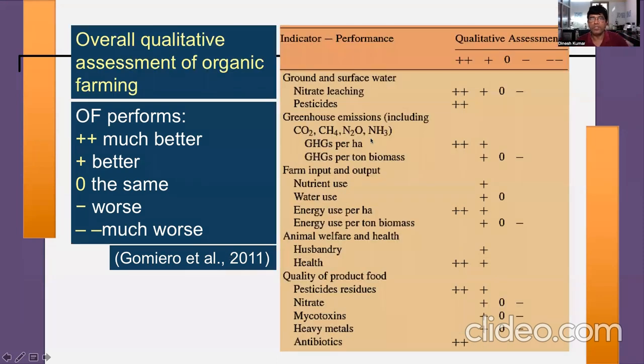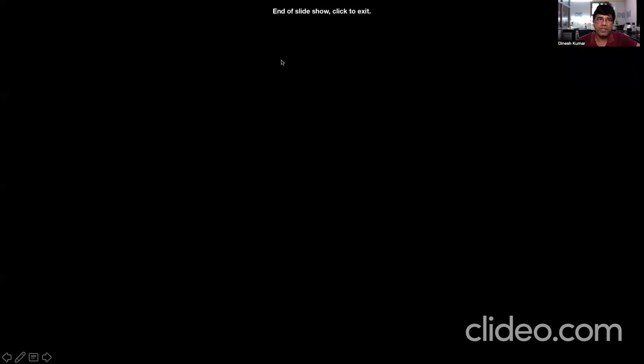Similarly, here also, you see ground and surface water quality, mostly plus. Your greenhouse gas emission, mostly plus. So these are the advantages of organic farming. You see farm input and output, nutrient use, mostly plus. Animal welfare, mostly plus. But in some cases, you find minus also, like quality of food product, like nitrate plus zero minus, mycotoxin plus zero minus. So you can study these two slides also, and it completes the presentation.